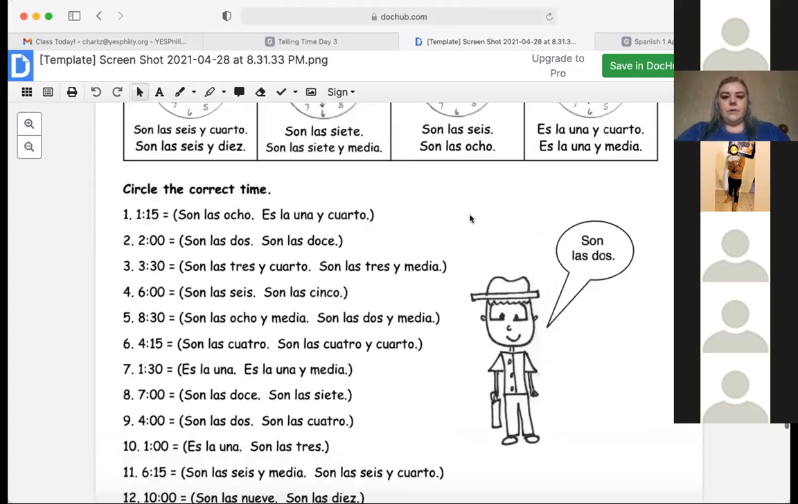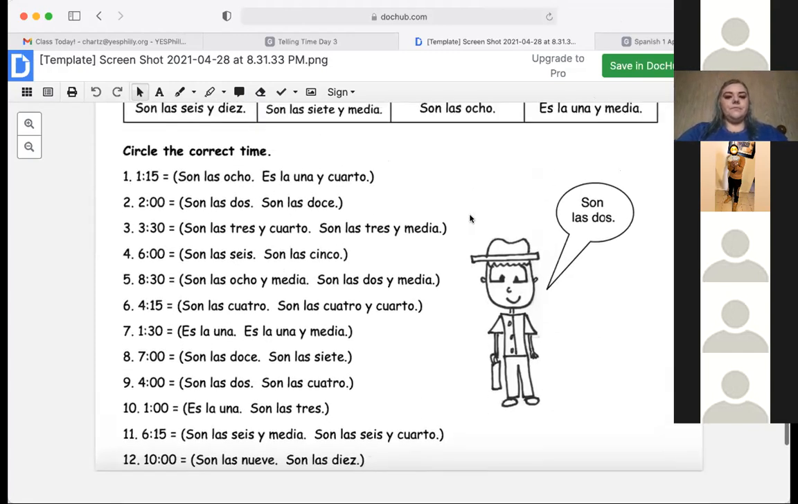I did all this. Oh, okay. You did this already? Yes. Okay, so I'm just going to go over it for people that didn't do it yet. For the second part here, for the first one we have 1:15. You're going to pick which one is correct. Our first option here is son las ocho, which translates to it's 8 o'clock. So we're not going to pick that one. And this one is la una y cuarto. It's 1.25 hours, so it's 1:15. That's the correct answer for that one.